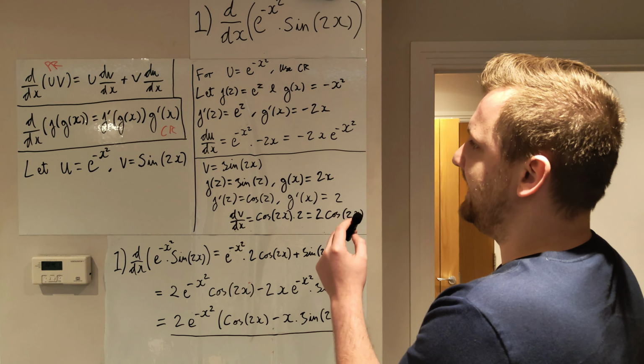So we've got three of the four components now. We have du over dx, the u and the v. Now we need the dv over dx. So let's differentiate sine of 2x.